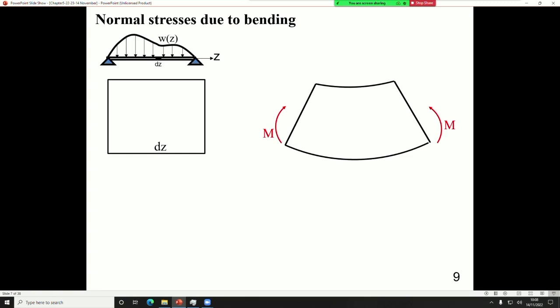Now, based on this deformation you see on the slide, you can see the top layer has become slightly shorter, and the bottom layer of this small element has become slightly longer. It means there must be a layer in between which has no deformation. Based on the information you already know from chapter 1, if something gets shorter, it's subject to compression, and if something gets longer, it's subject to tension. So there must be a layer in between which has no deformation.